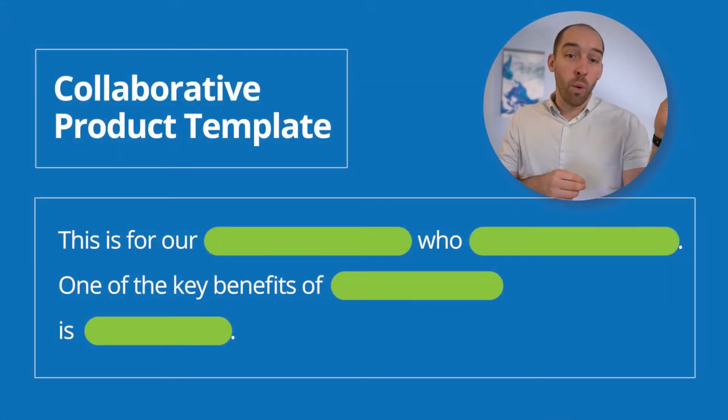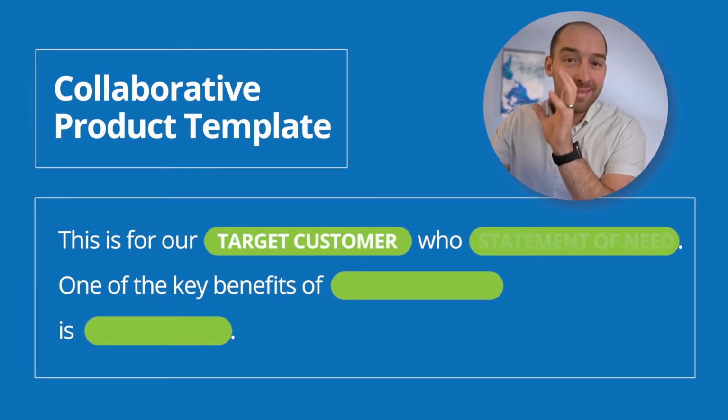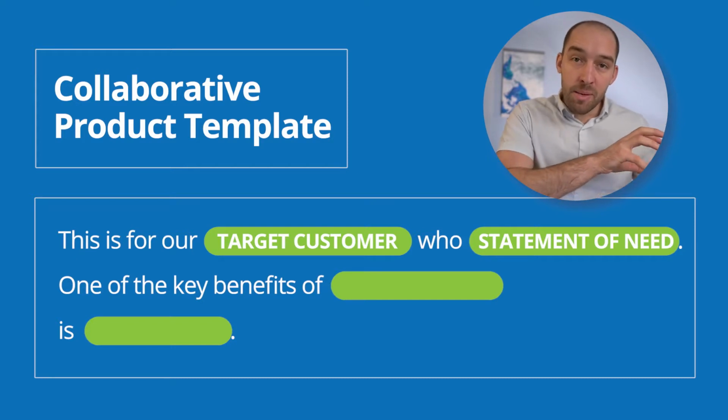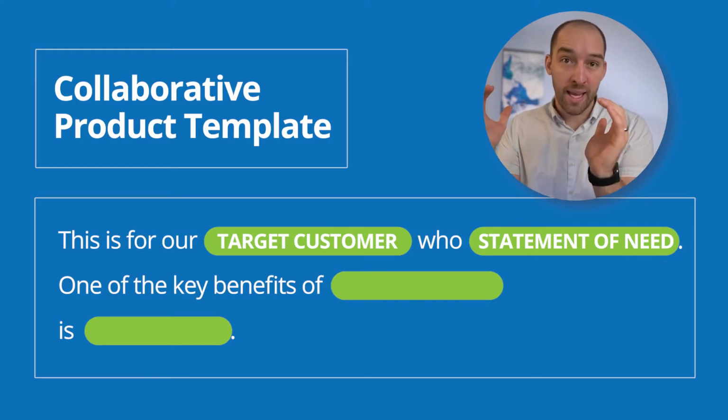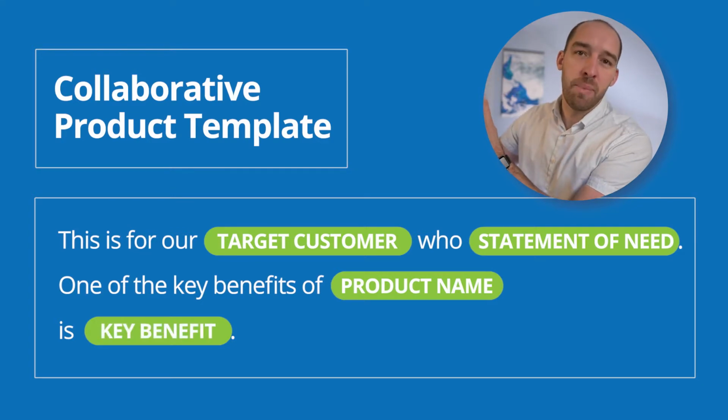So a collaborative product template might say, this is for our target customer, who, insert statement of need. Then you might put in, one of the key benefits of blank, insert product name there, is blank, insert key benefit there, right? So you can see we're basically creating a fill in the blank to help us talk about a product template and create a collaborative vision for it.